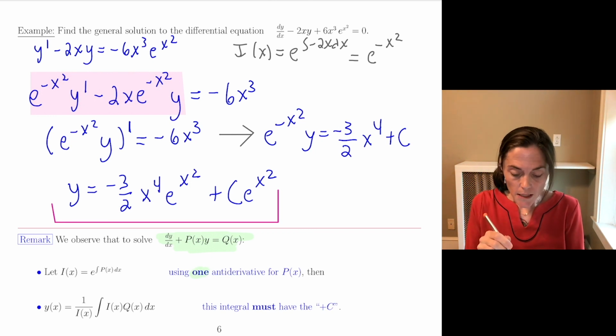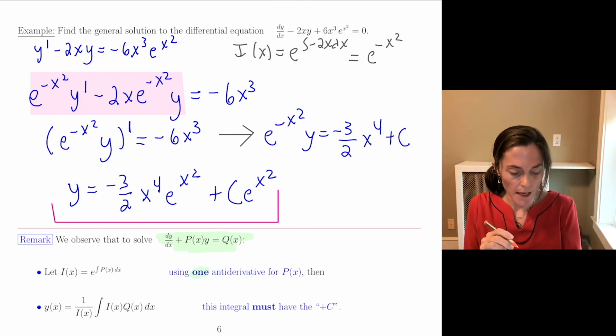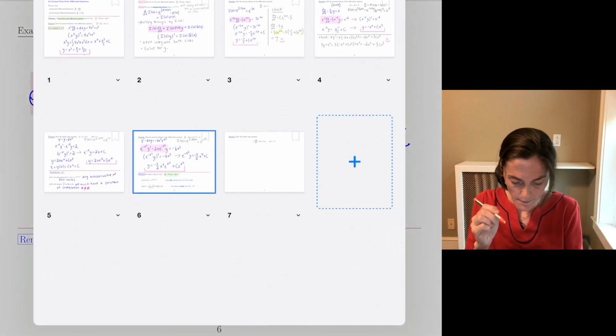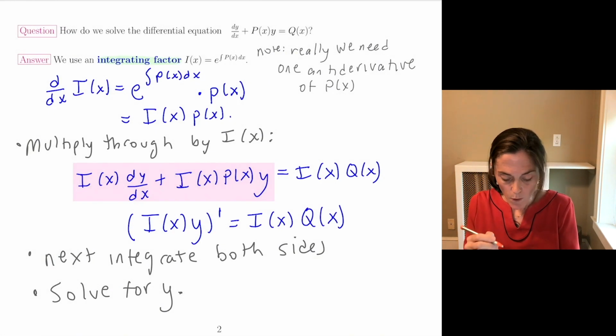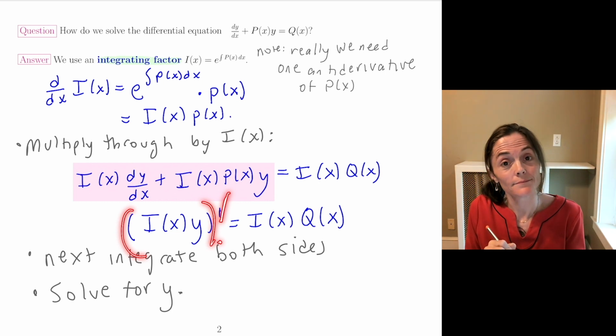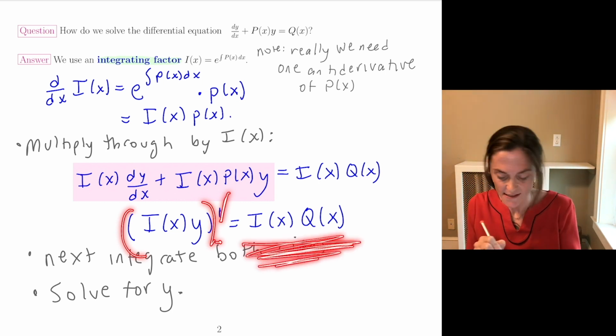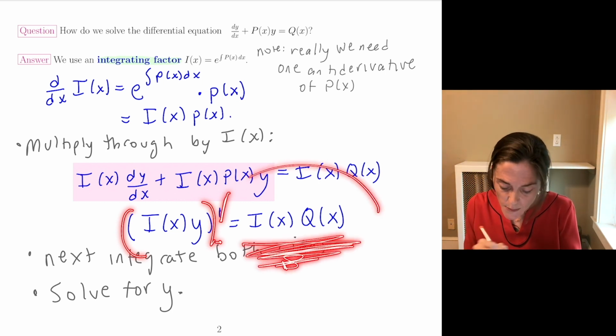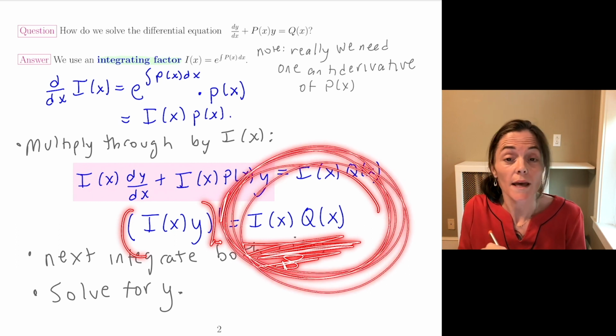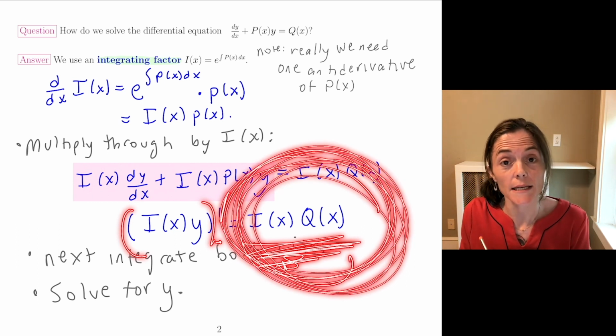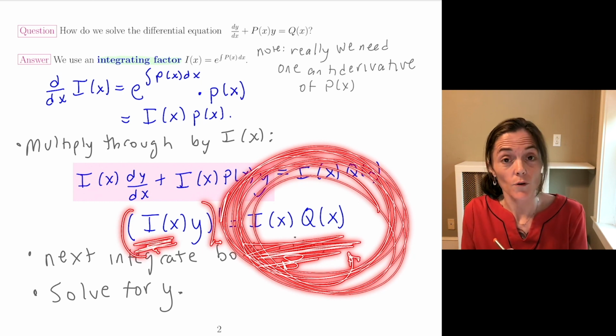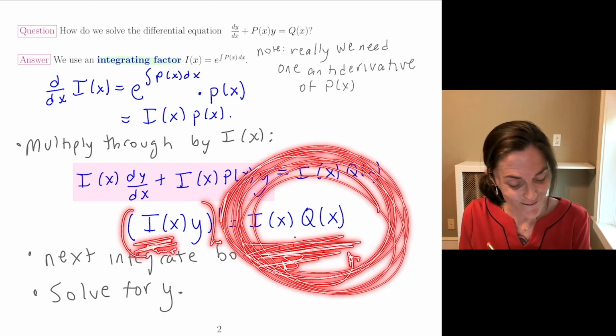So the left-hand side will always be, oh, in fact, I can back up to the very beginning. It will always be I of x, y prime, and then equals I of x, q of x. So this part you're going to integrate with the constant of integration. And then divide by I of x to solve for y. So let's go back and look at that formula again.